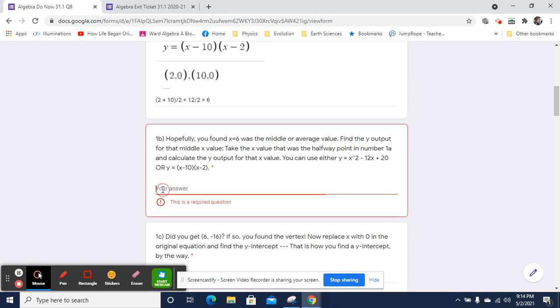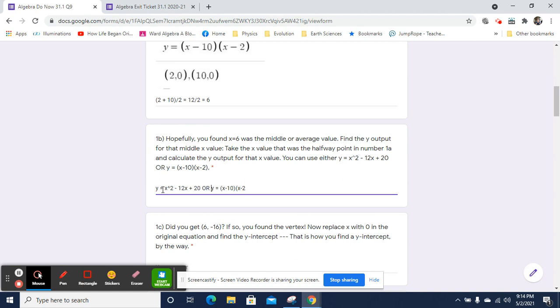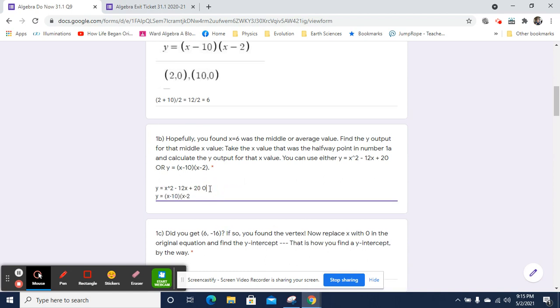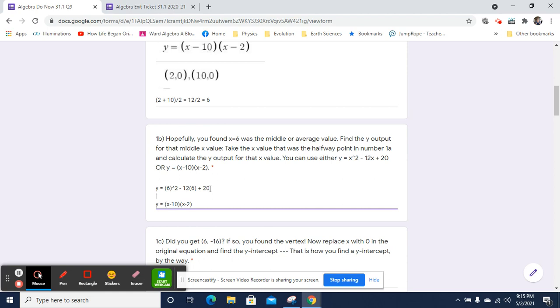There we go. Okay. So we'll use both of them. Okay, so first I'm going to replace x with 6 wherever it shows up. Instead of x, we'll make it a 6. We'll make this a 6. And let's solve that. So that'll be 6 squared equals 36. And that will be minus 12 times 6, which is 72, which happens to be twice 36.